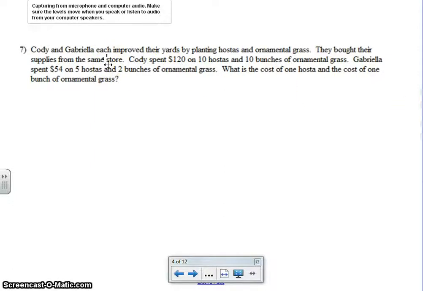Cody and Gabriella each improved their yards by planting hostas and ornamental grass. They bought their supplies from the same store. Cody spent $120 on 10 hostas and 10 bunches of grass. Gabriella spent $54 on 5 hostas and 2 bunches of grass. What's the cost of 1 hosta and 1 bunch of ornamental grass?